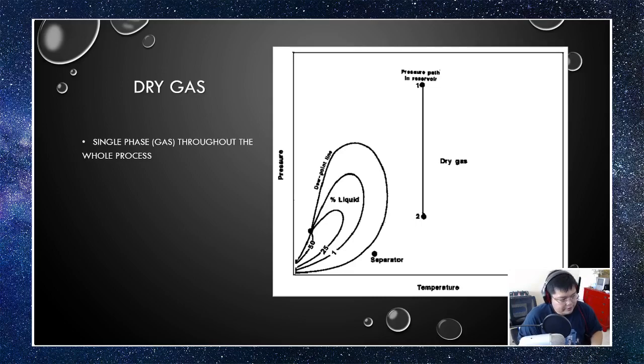Now let's talk about dry gas. And dry gas is very simple in the idea that dry gas reservoirs always keep the same phase. You will always have a gas in the reservoir, and you will always have a gas in the separator at the surface.